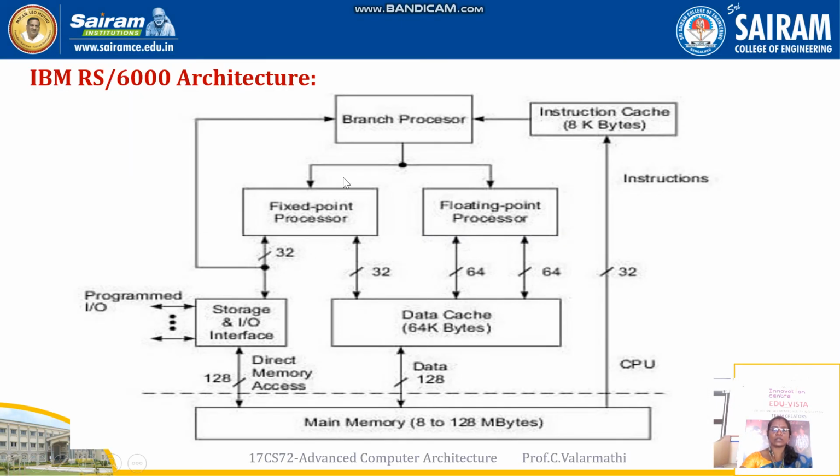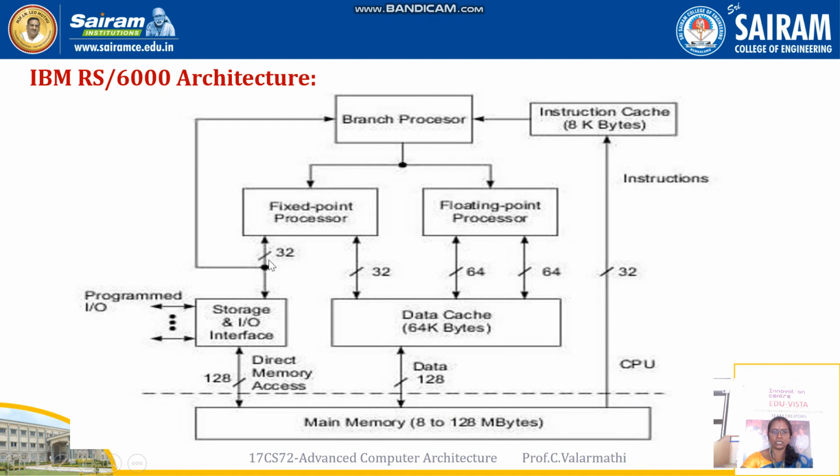Next, we are going to see this superscalar processor with one example. Here the IBM RS6000 architecture is introduced. This is the overall layout of the IBM RS6000 architecture. Here the branch processor is centralized. It has two functional units, a fixed point processor and a floating point processor. One instruction cache unit is also there, associated with the main memory.